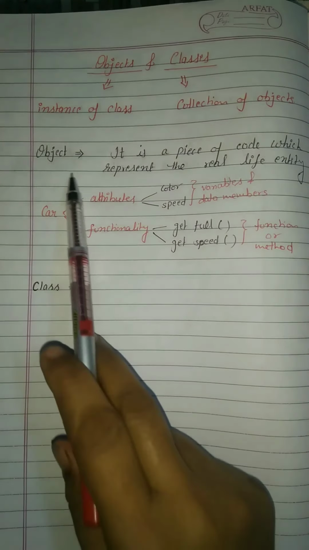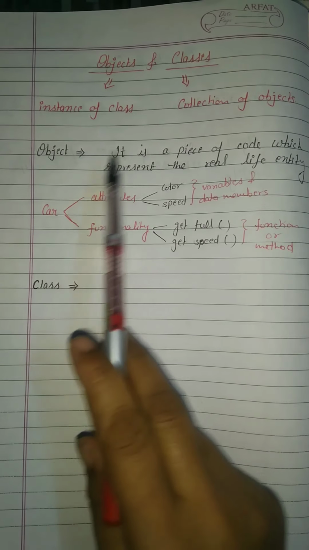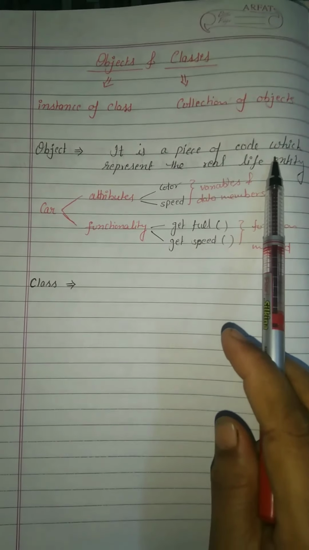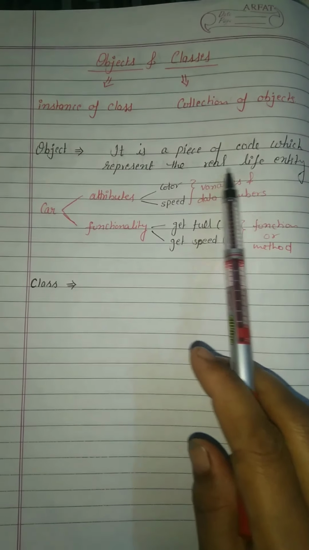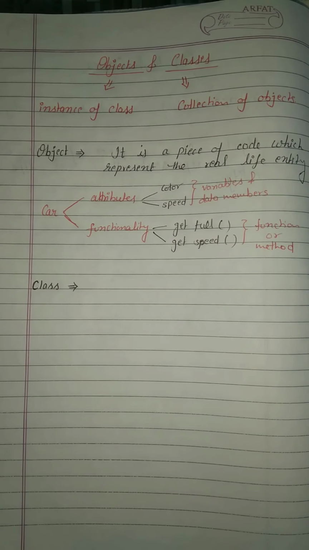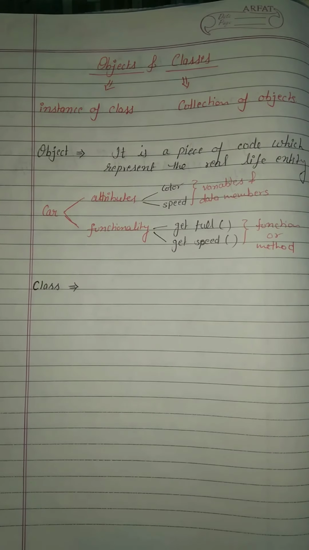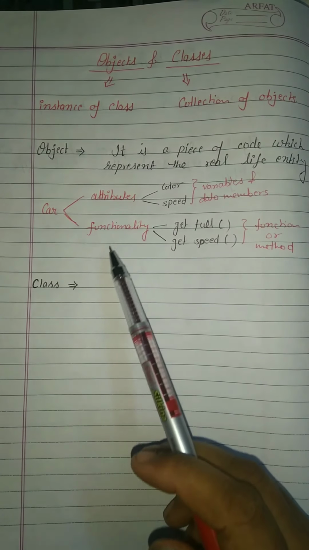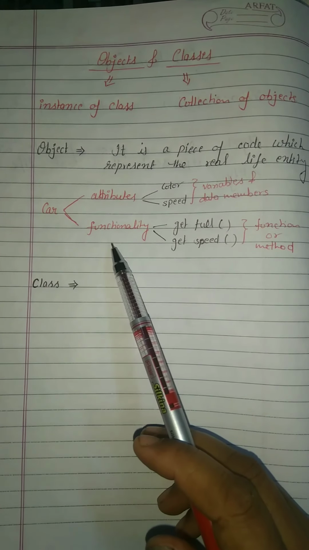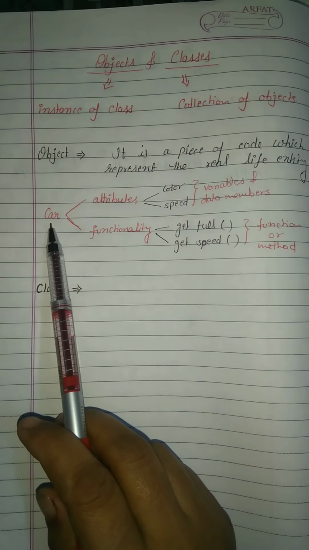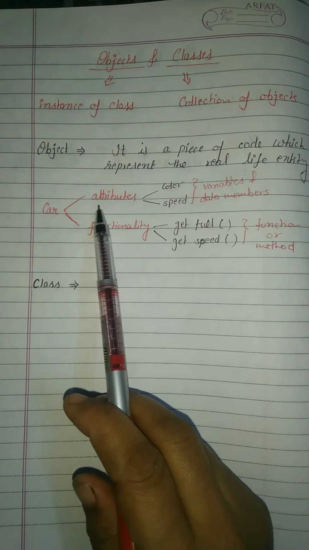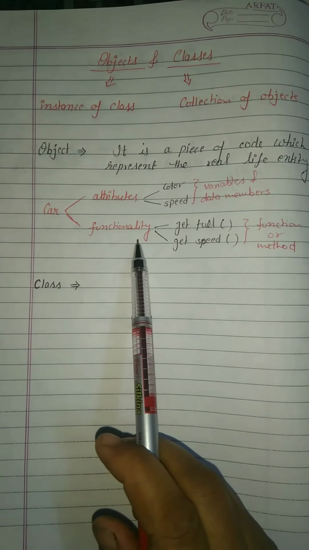Firstly, we discuss the object. What is an object? It is a piece of code which represents a real life entity. This real life entity consists of attributes and functionality. Suppose I am taking the example of a car. This real life entity is a combination of attributes and functionality.